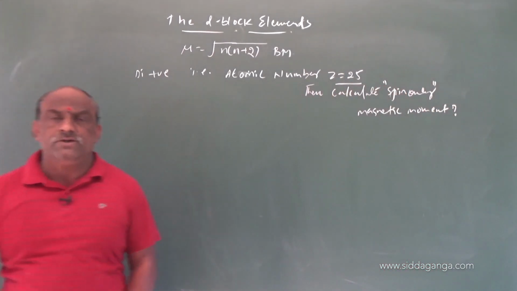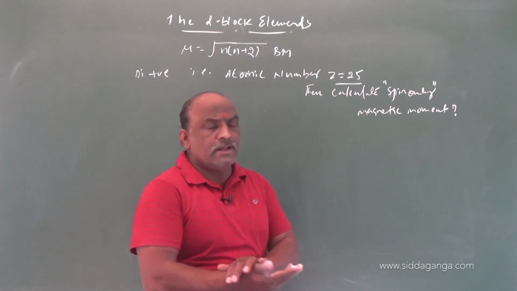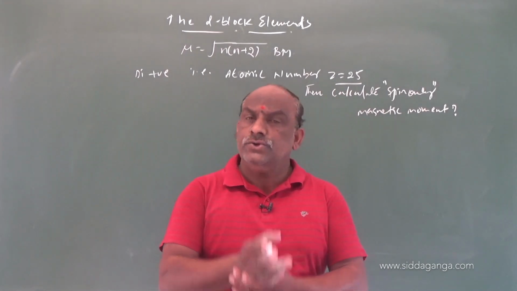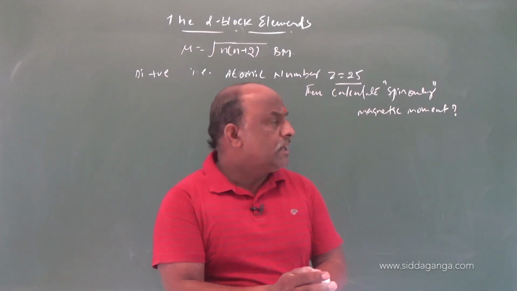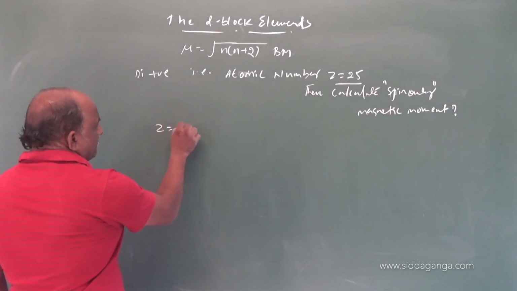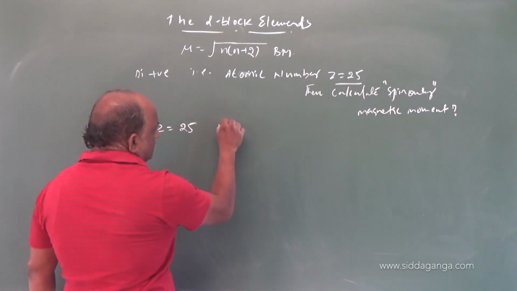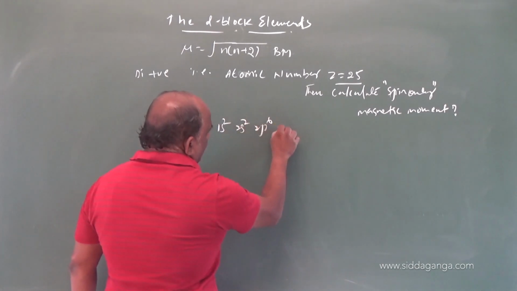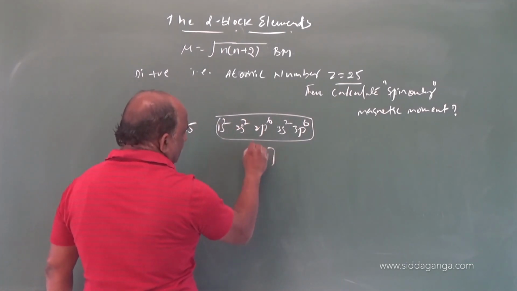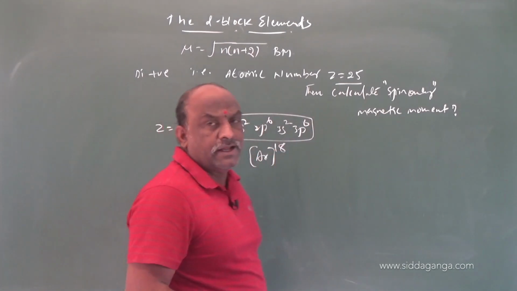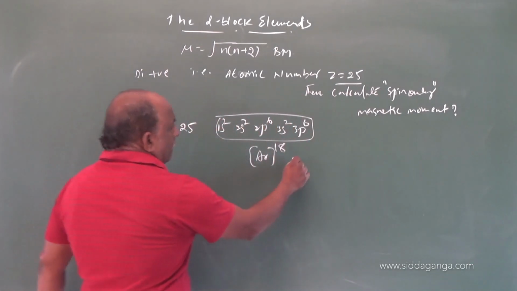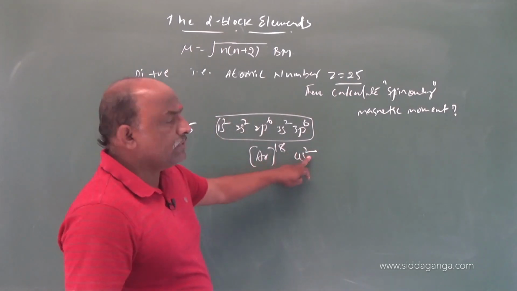Questions like this you find from the entrance point of view. Atomic number Z equal to 25, which can form a dipositive cation. Then you should calculate the spin only magnetic moment. Z equal to 25 means you should write 1s2, 2s2, 2p6, 3s2, 3p6, up to argon. That's why I said you should write argon 18, the stable electronic configuration. After that 4s2, 18 plus 2, 20 electrons.